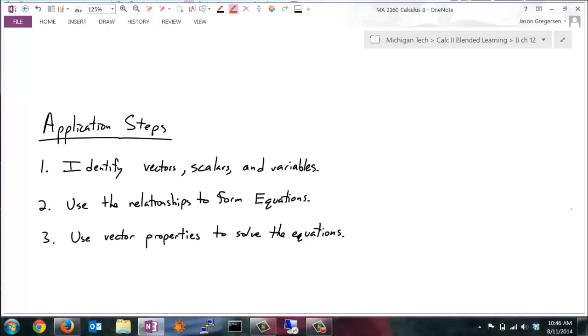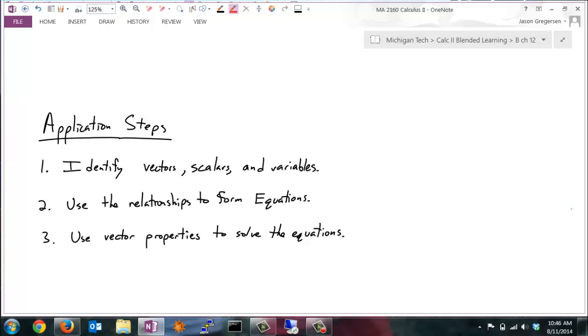An important first step that's kind of skipped a lot is identifying which things you're dealing with. Now you have a word problem where some things are vectors and some things are scalars. And there's also variables in there. So you really should go through and ask yourself, this thing that I'm dealing with, is it a vector? Does it have multiple components? Does it have a direction and a magnitude? Or is it just a scalar? A scalar is just a number.